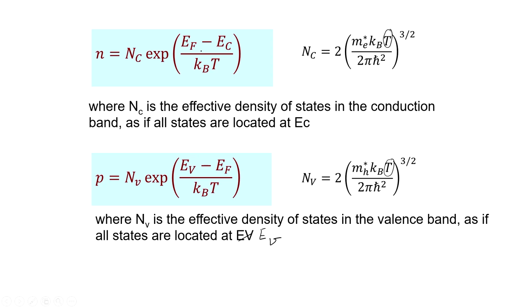where the concentration of electron or hole is proportional to exponential of EF minus EC by kT or EV minus EF divided by kT. So this exponential dependence is the dominant dependence as far as carrier concentration is concerned.